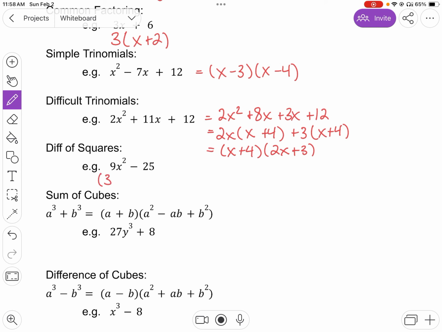So the square root of 9x squared is just 3x. Square root of 25 is just 5, so we have a minus 5 in one, and then almost the same thing, but then a plus 5 in the other.